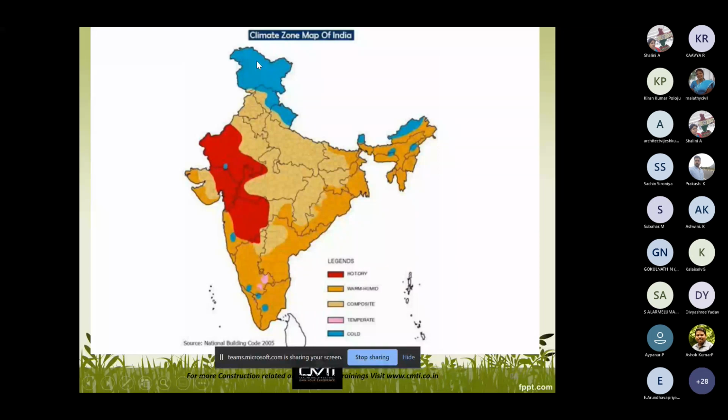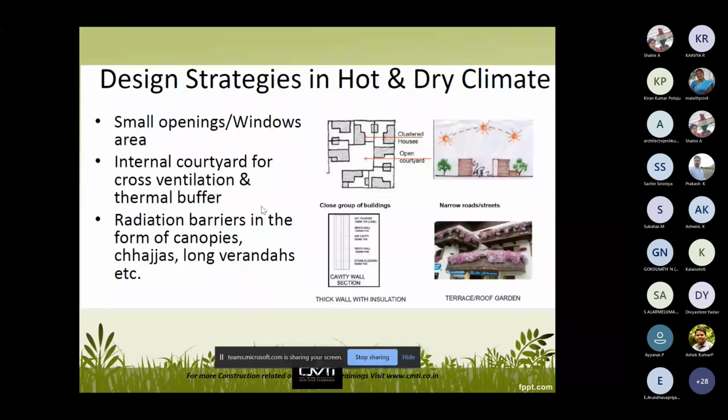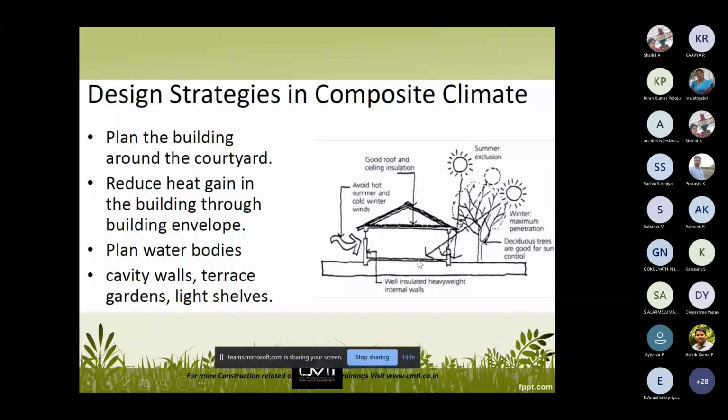So you can see the cavity wall section is used for the construction, so that the outside and inside temperature will be less and maintained. And tree plantation you can see, and the sloped roofs. And you can see inside how to provide the proper ventilation, and the window wall ratio also, proper ventilation also has to be provided.